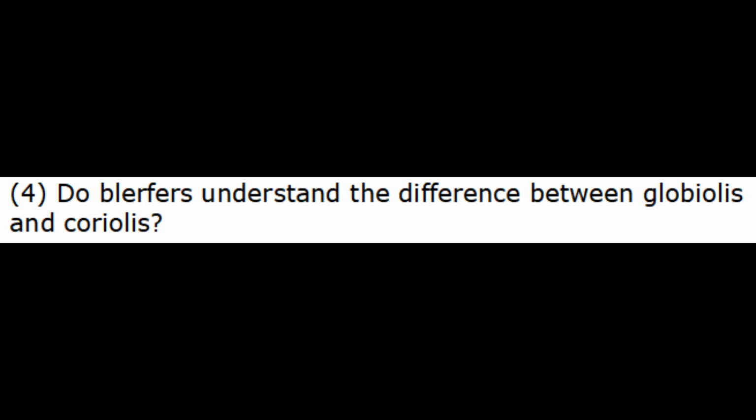Question 4. Do blerfers understand the difference between globiolis and coriolis? Well, yes, I do understand the difference. Coriolis is the various effects caused by the rotation of the Earth. Now, flat earthers like to create a straw man version where, if it were correct, objects on the equator, for example, should be seen to fly westwards at 1600 kilometers an hour as soon as they are not in contact with the ground. And since that doesn't occur, they declare that the Earth can't be spinning. Like I said, it's a straw man.